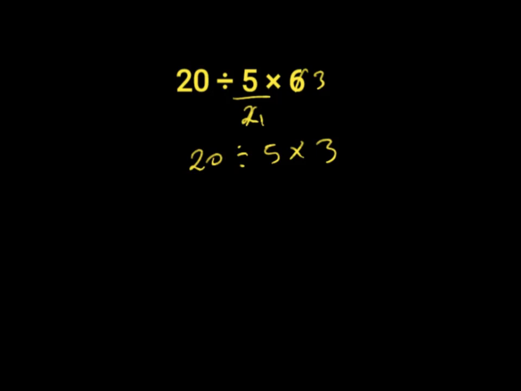20 divided by 5 will give us 4. Then we have 4 times 3. 4 times 3 is equal to 12. 12 is the wrong answer to this question. We have to solve our division first before solving our multiplication. Let us solve the right answer to this question.